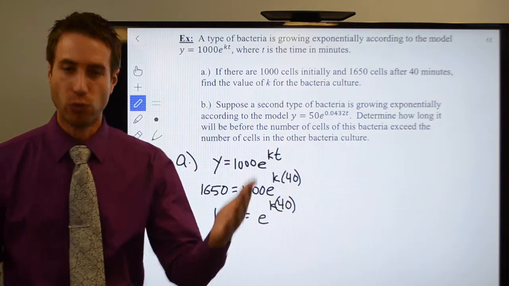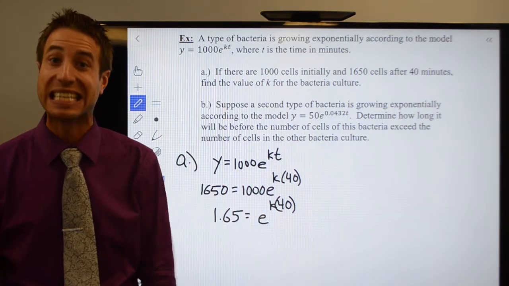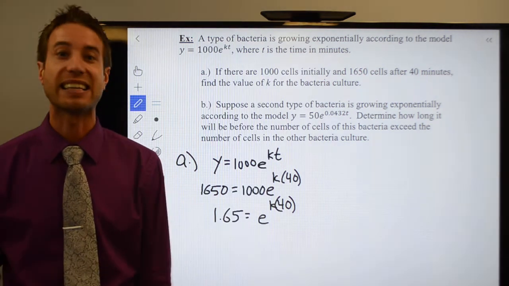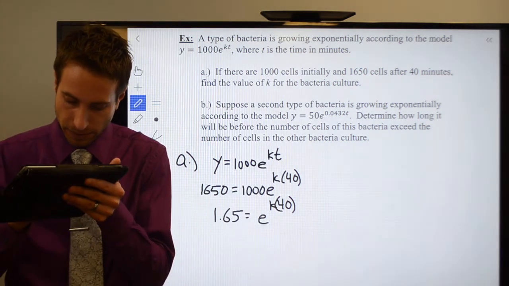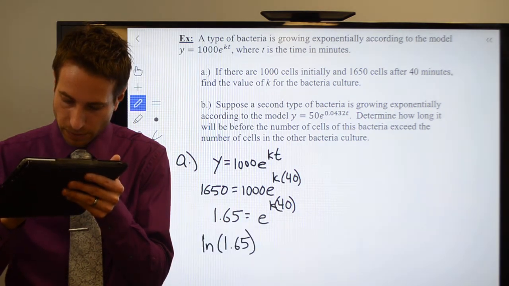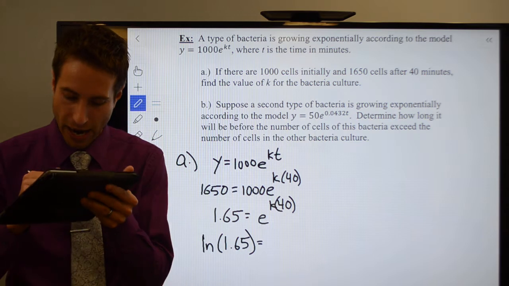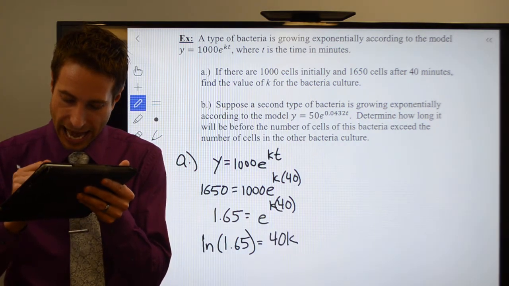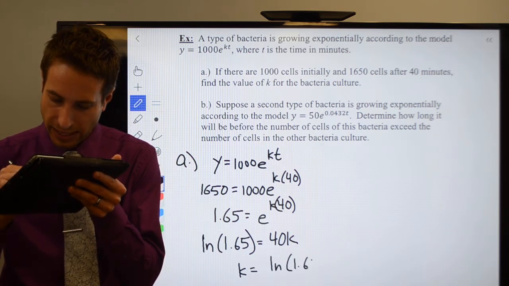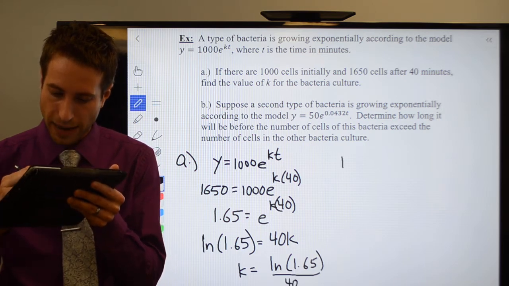Okay. Now, we've seen this before in a couple other problems. The k I'm trying to solve for is in the exponent position. I need to get it out. Since I have a base e exponential function, take the ln of both sides. If I take the ln of this side, ln and e will cancel each other out, leaving me with just the 40k. Which means k is going to be equal to the ln of 1.65 divided by 40.